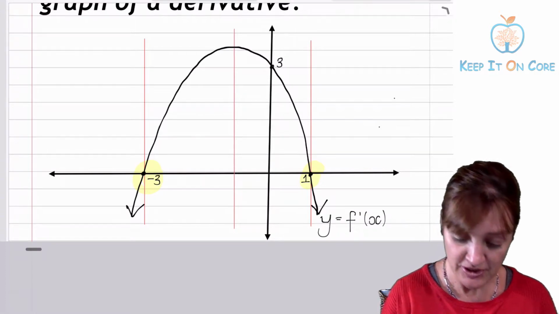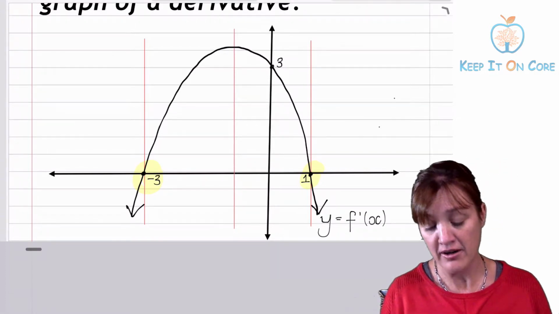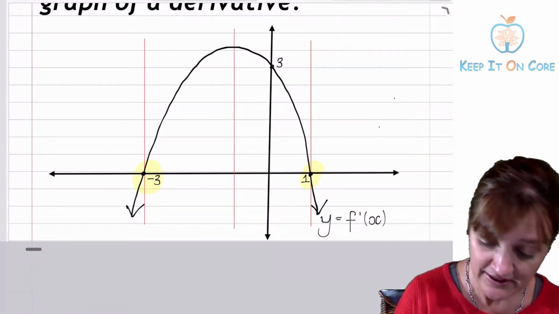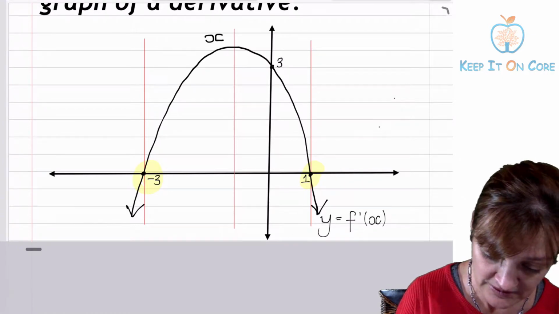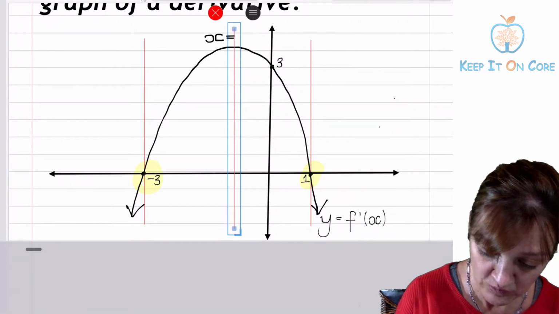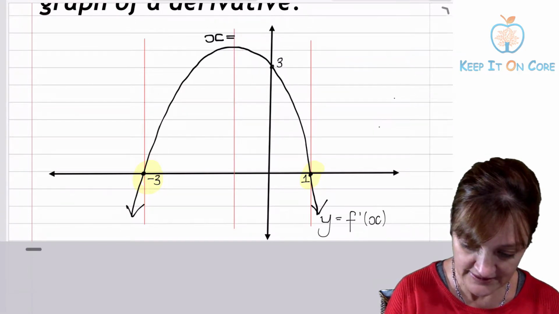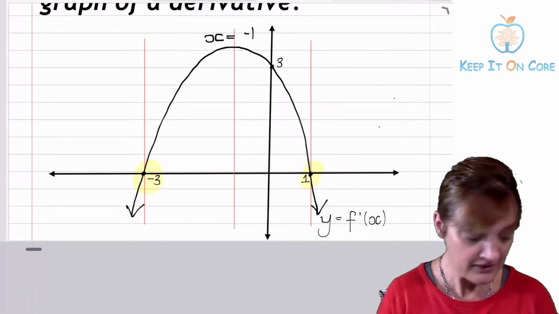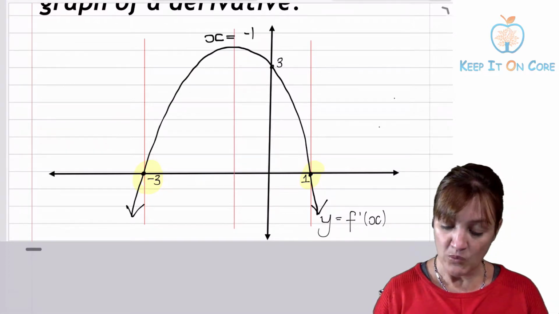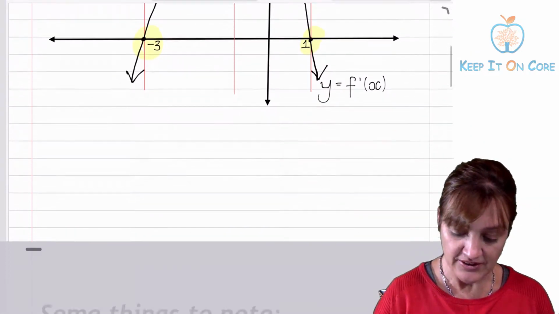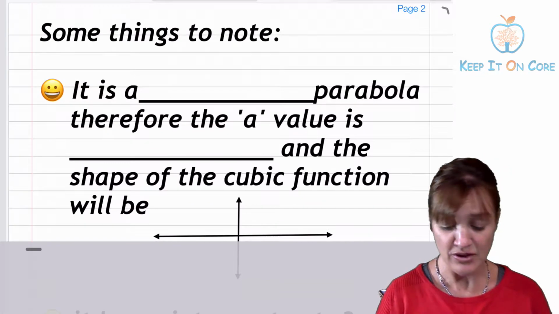In fact, the turning point, which would be the halfway mark between the two x-intercepts, is going to end up being x equals -1 over there. Okay, so -1. Right, what do we have to do with this? We've got to now just take note of a couple of things to start off with.